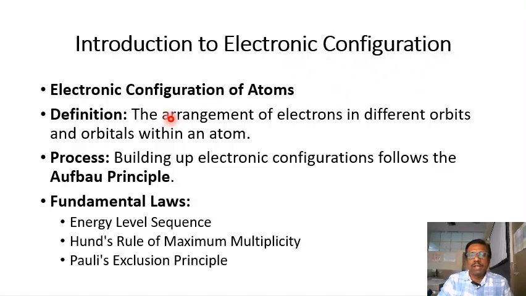It is defined as the arrangement of available electrons in the various orbitals within an atom, and is called electronic configuration. The process of building up of electronic configuration follows the Aufbau principle. Based on this Aufbau principle, electronic configuration will be arranged. So this is the fundamental law.